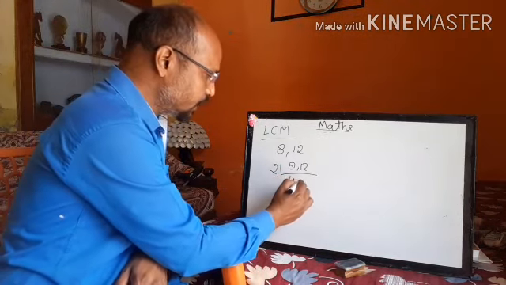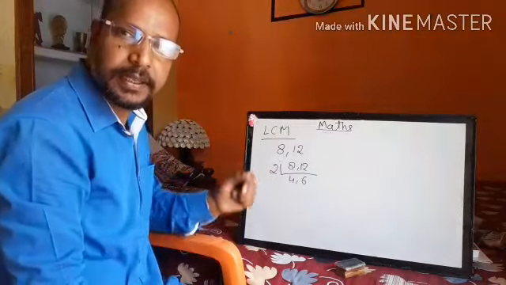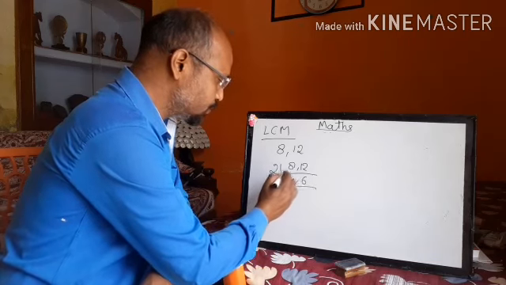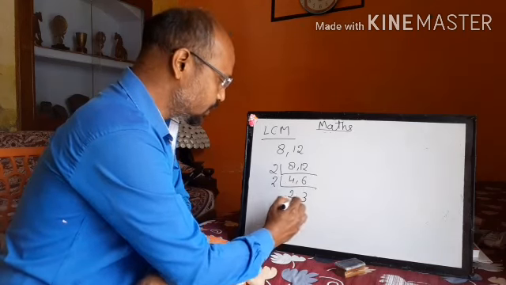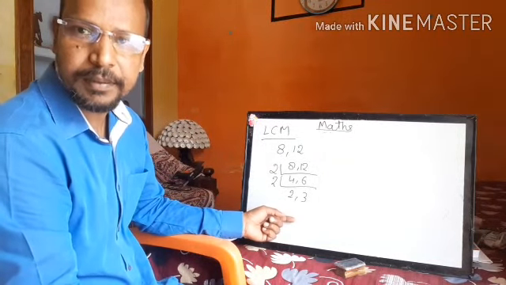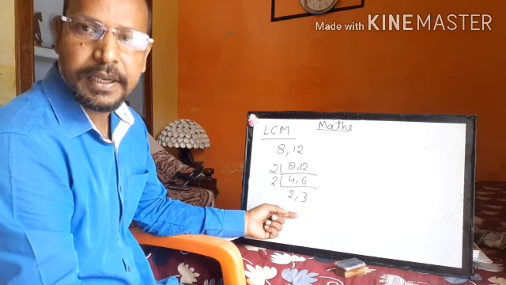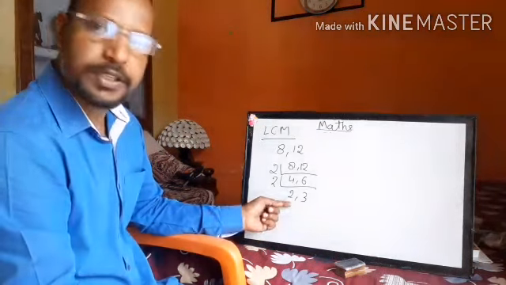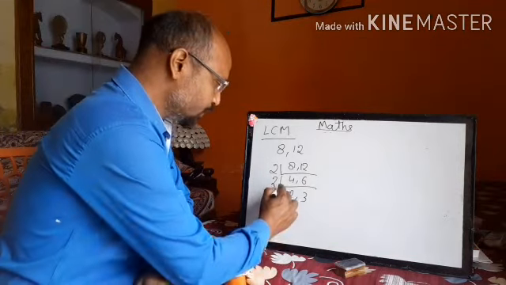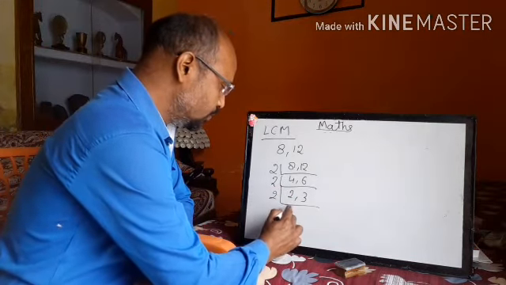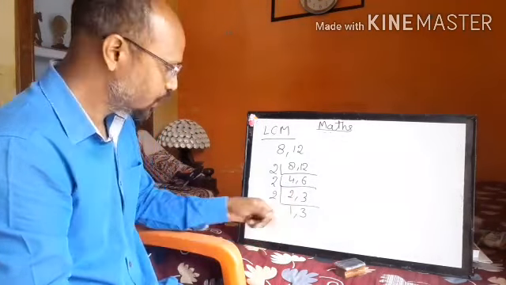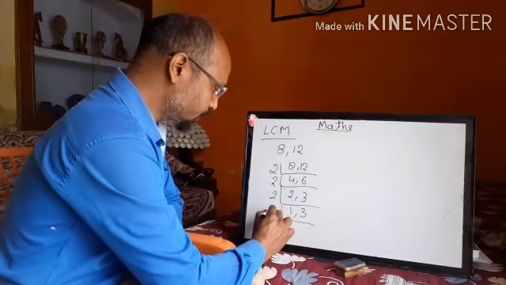So 2 4s are 8 and 2 6s are 12. Again 4 and 6 are divisible by 2. So 2 2s are 4 and 2 3s are 6. But now we have 2 and 3, and as you know, 2 and 3 are prime numbers. They cannot be divided by any other number. Here 2 is only divisible by 2 and 3 is only divisible by 3. So let's divide 2 by 2 to get 1, and take the 3 as it is because 3 is not divisible by 2. Now divide this 3 by 3.